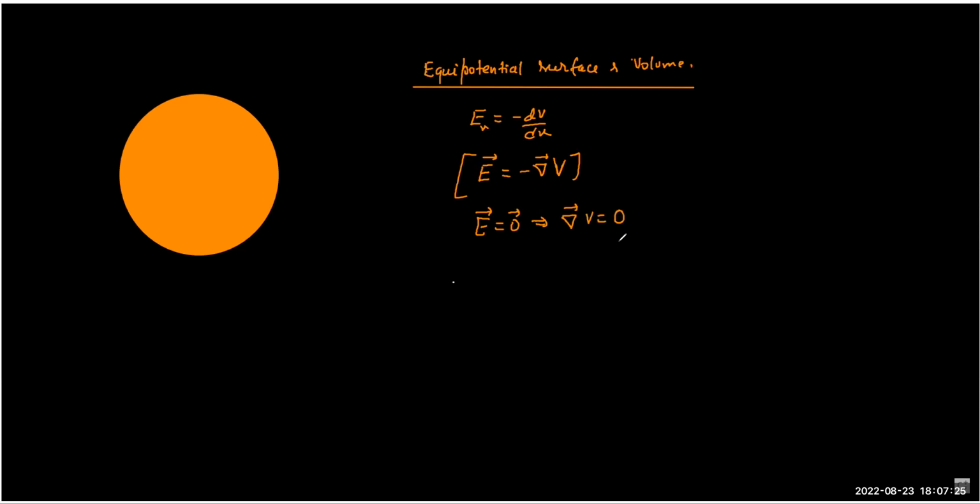And if the gradient is zero, it means the function is a constant function. It is like differentiation. When you differentiate a constant value, what you get is zero, right? So we know d by dx of anything constant is zero. Similarly, the gradient of a potential is zero, which implies that potential is a constant quantity. Constant may be zero, constant may be non-zero depending on the situation.